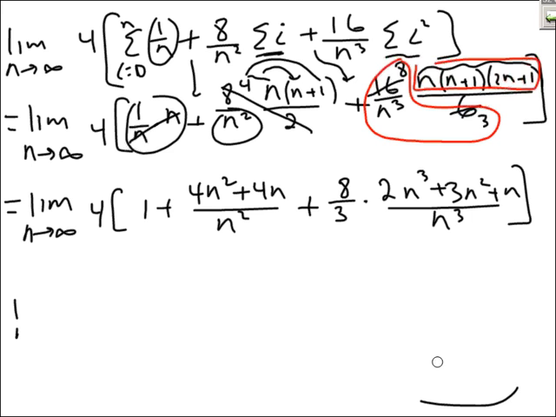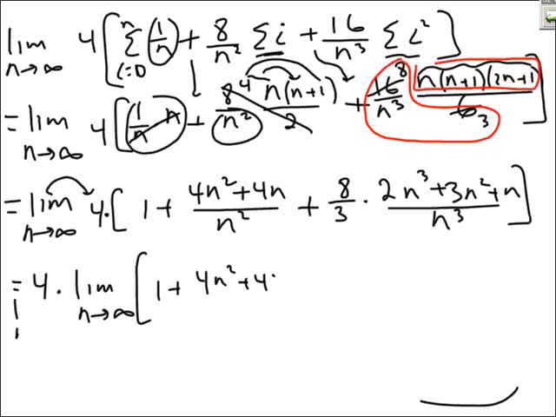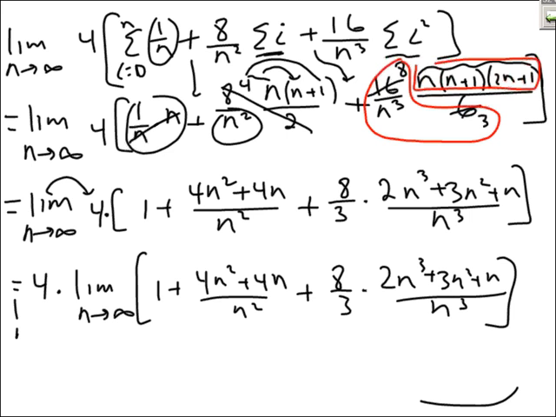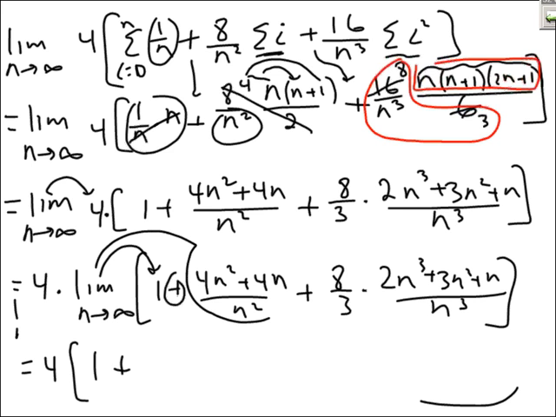Lots and lots of room to make mistakes on these. You have the limit of a product. The limit of 4 is just 4 times the limit of the rest. The limit of 1 plus 4n squared plus 4n over n squared plus 8 over 3 times this mess. So it's 4 times the limit of 1, which is 1, plus the limit of this.